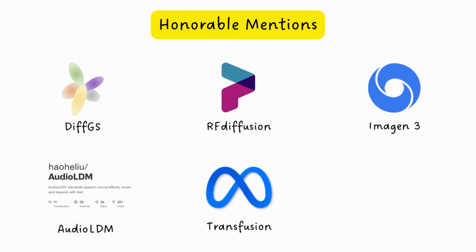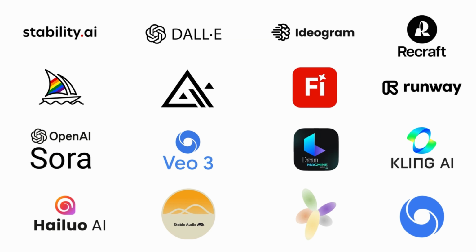Transfusion represents the future architecture. It combines the text understanding of an LLM with the visual generation of a diffusion model into one single brain. Mattergen is Microsoft's chemistry wizard. It uses diffusion to discover new materials for batteries and solar panels, proving this tech is about more than just media. The diffusion landscape of 2025 isn't about finding the best model anymore, it's about specialization.